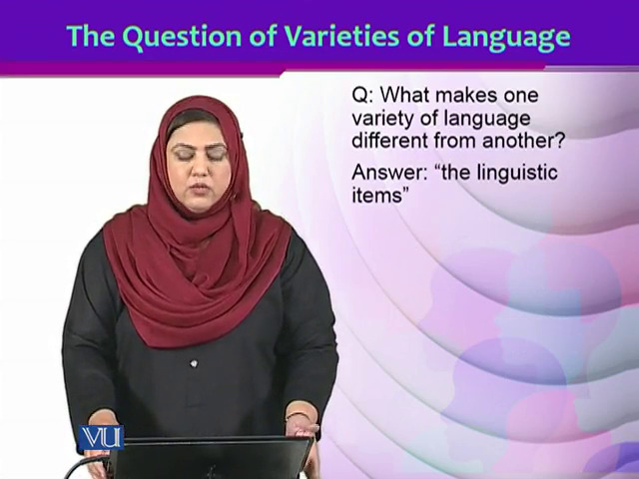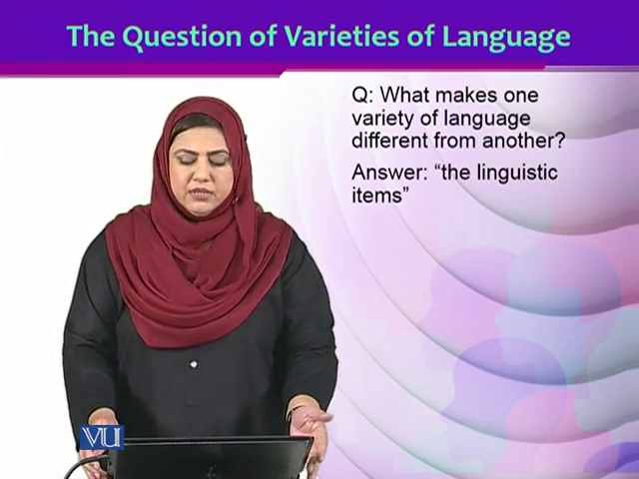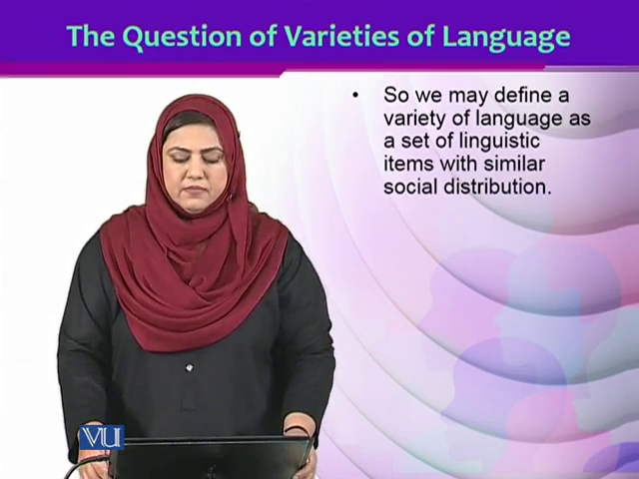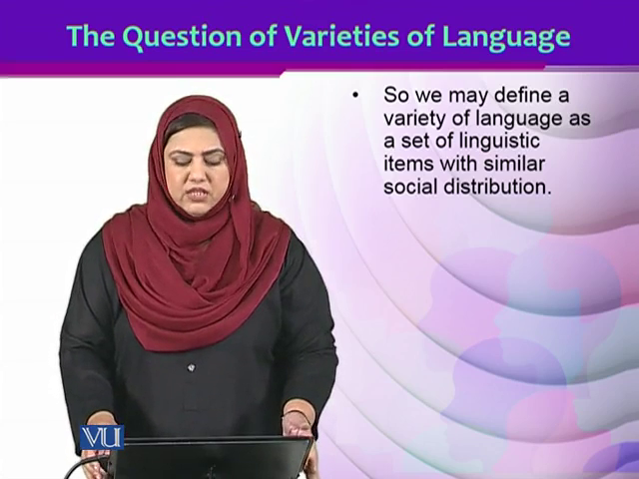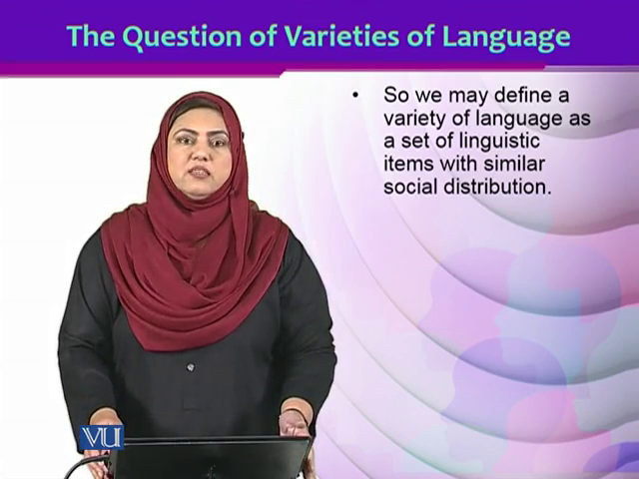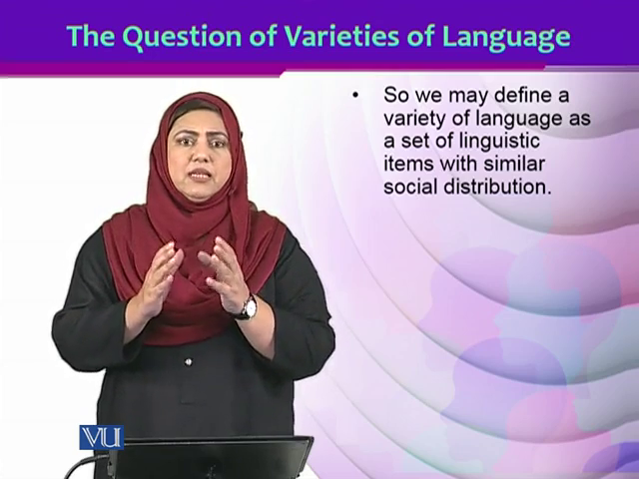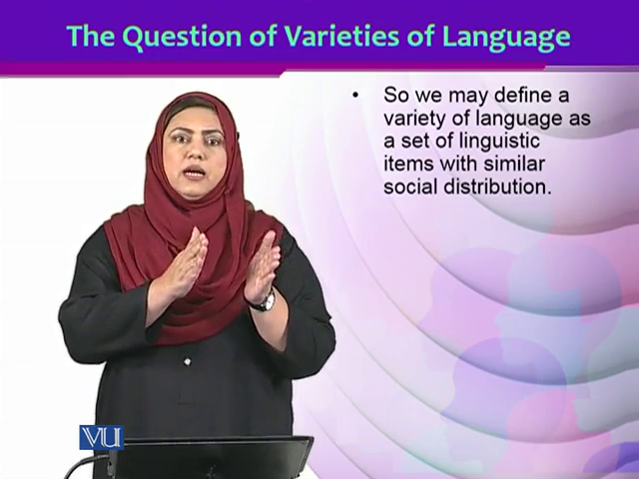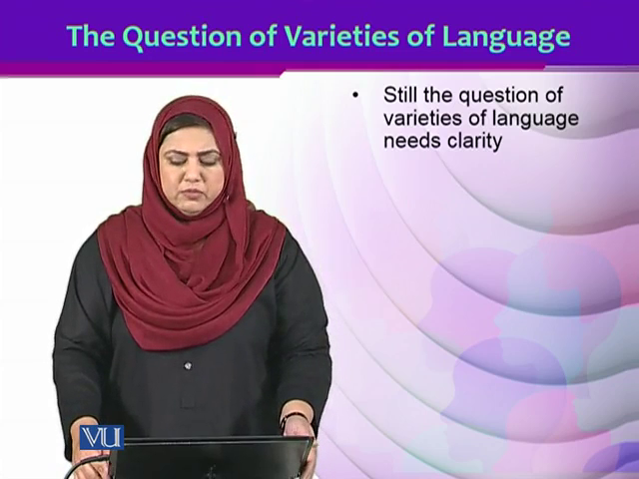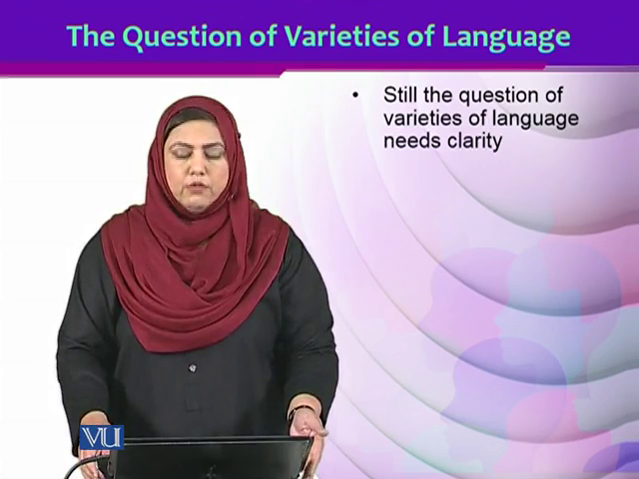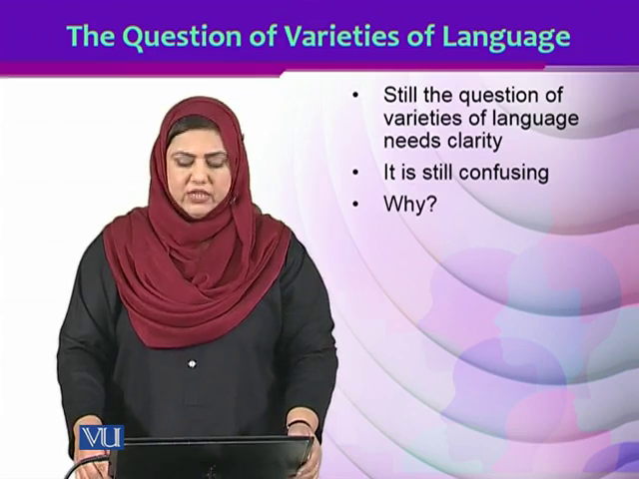So when we consider the question, what makes one variety of language different from another, one possible answer can be the linguistic items. So we may define a variety of language as a set of linguistic items with similar social distribution, which means within one variety of language, the distribution of linguistic items would be similar and it would be different from the other variety. However, the question still is not fully answered and there are problems with it. The question of varieties of language still needs some clarity. Still there is some confusion, and what is that confusion?